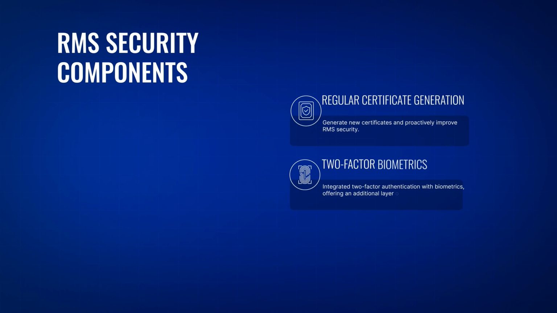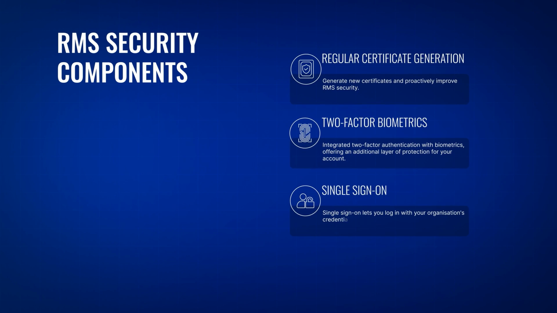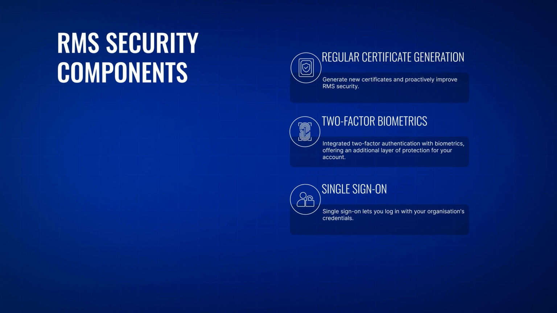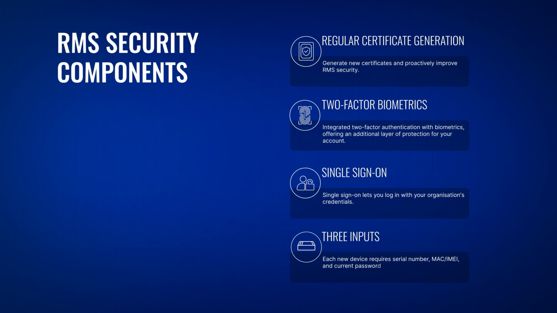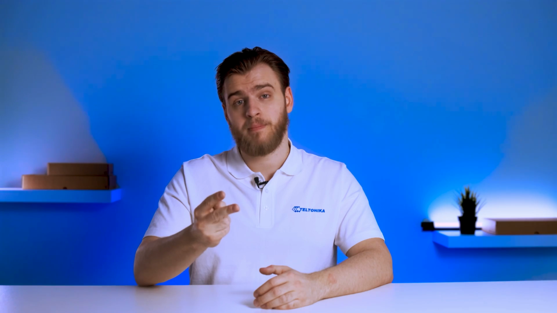We've integrated two-factor authentication with biometrics, offering an additional layer of protection for your account. There's also a single sign-on authentication method, allowing you to log into RMS using your organization's credentials. And lastly, each time you want to assign a new device to RMS, you must enter three inputs: the device's serial number, the LAN MAC address if it's a router, or the IMEI if it's a gateway, and the device's current password. Since you now know how to add a device to your RMS account, we can now check out what this platform includes.